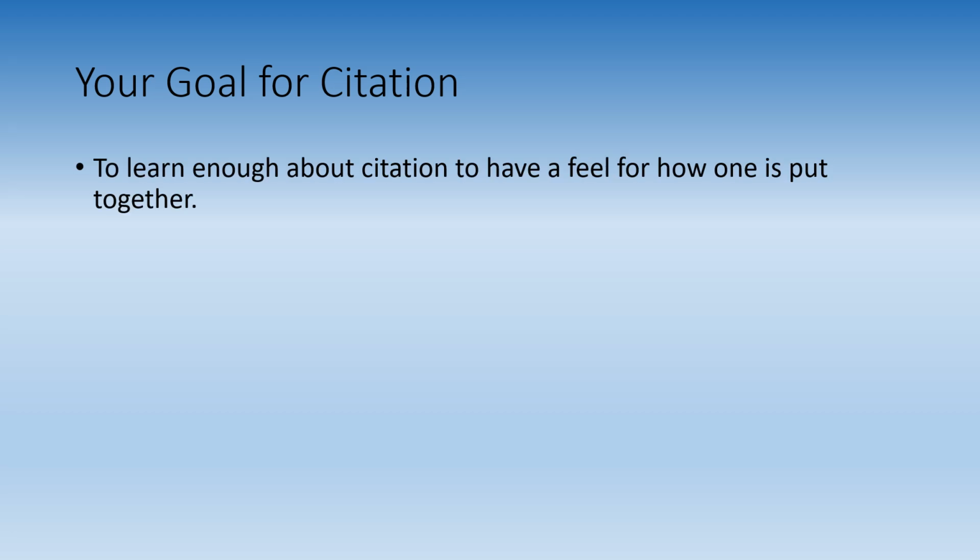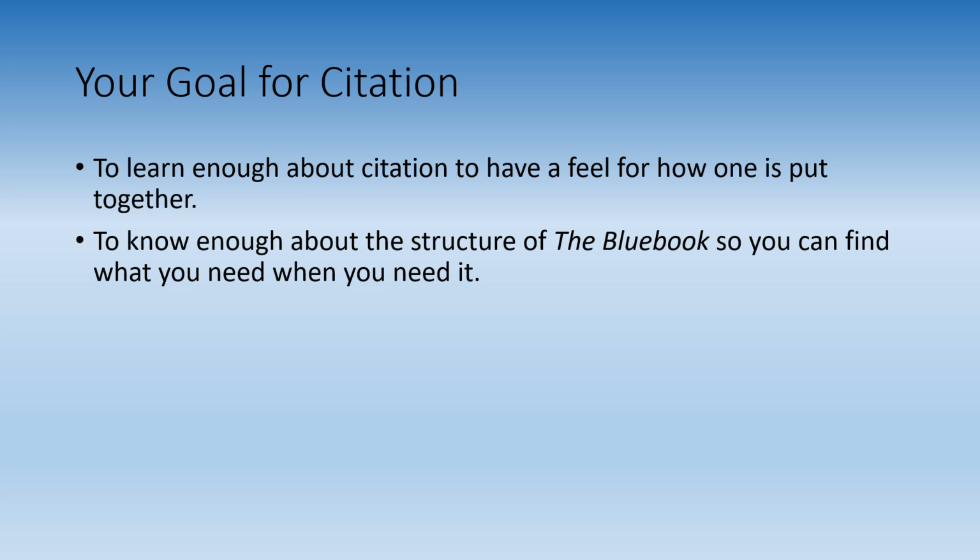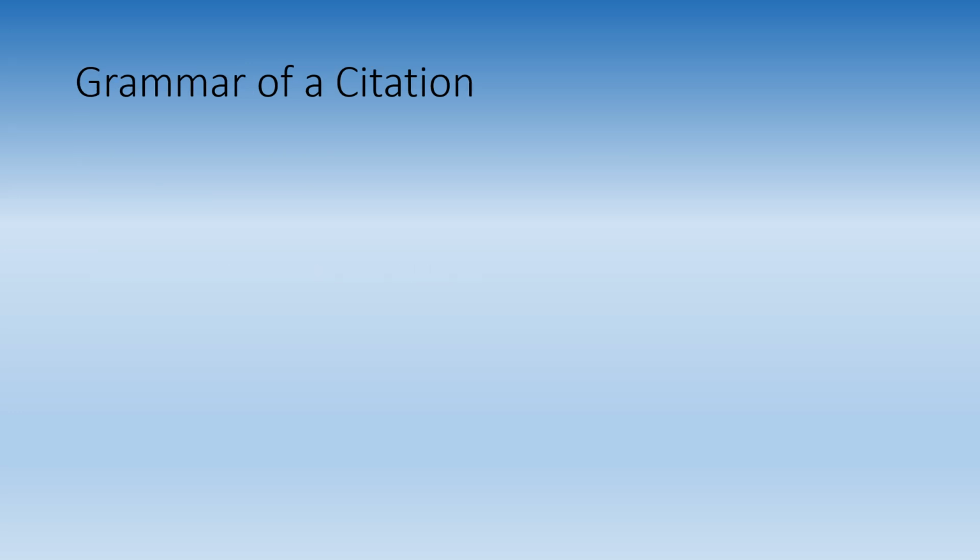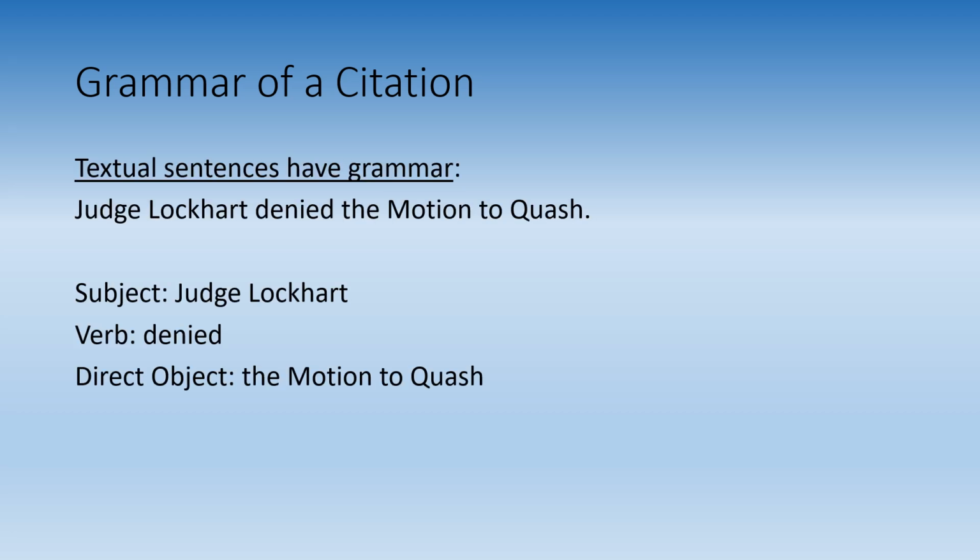So your goal for citation is to learn enough about it to have a feel for how one is put together. And then if you've got enough information embedded in your process so that you know how one is put together, you'll know when you need to look up specifics and when you don't. You also want to know enough about the structure of the Bluebook so that when you do have to look things up, you can find what you need when you need it. And so the grammar of a citation can help you figure out if you've got all the parts you need.